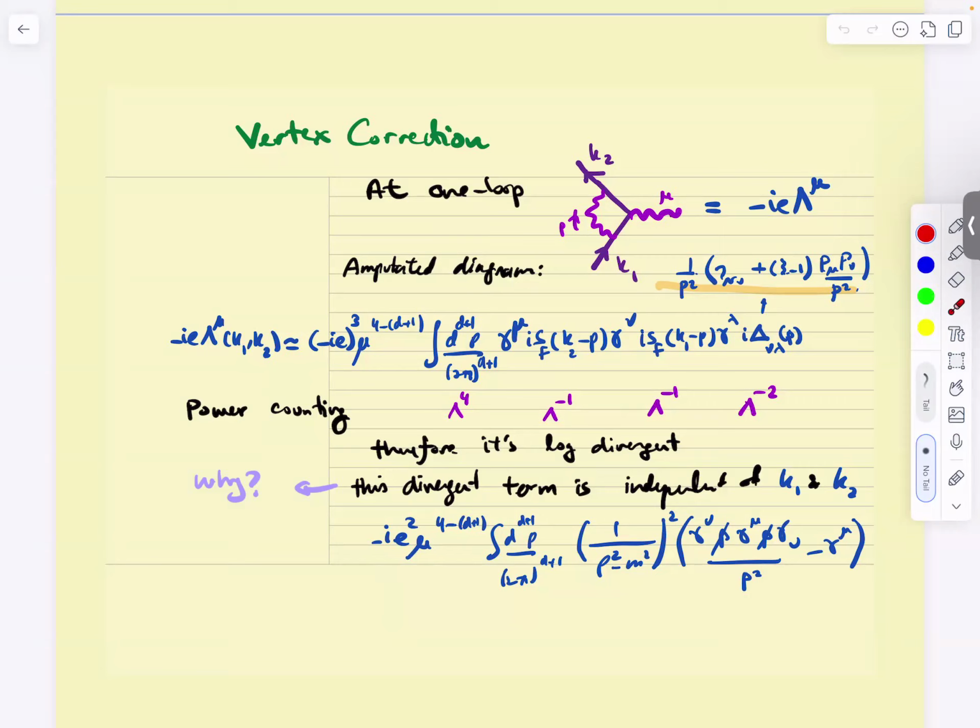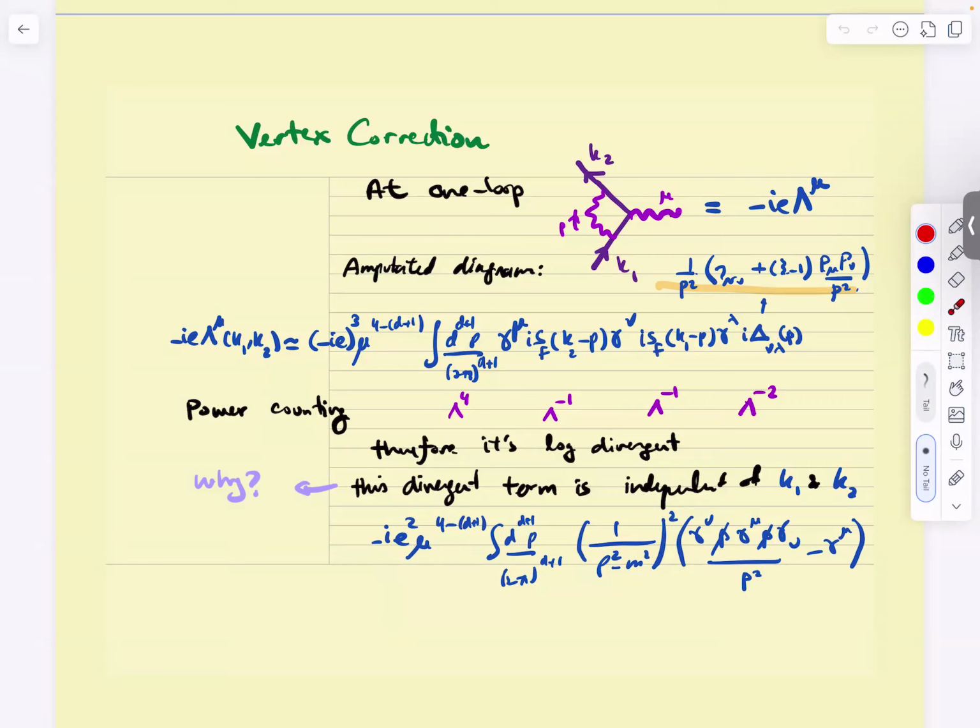Now, let's do dimensional counting of how the divergences work. In 4 dimensions, the integral over p is lambda to the 4. There are 2 fermion propagators, each of them is 1 over lambda, and then there's a photon propagator, which is 1 over lambda squared, so it's log divergence. Always we get log. Sometimes at higher orders in perturbation theory, we get log squared. We'll do an example of that in part 2 of the course. The log divergences are the essence of renormalization.